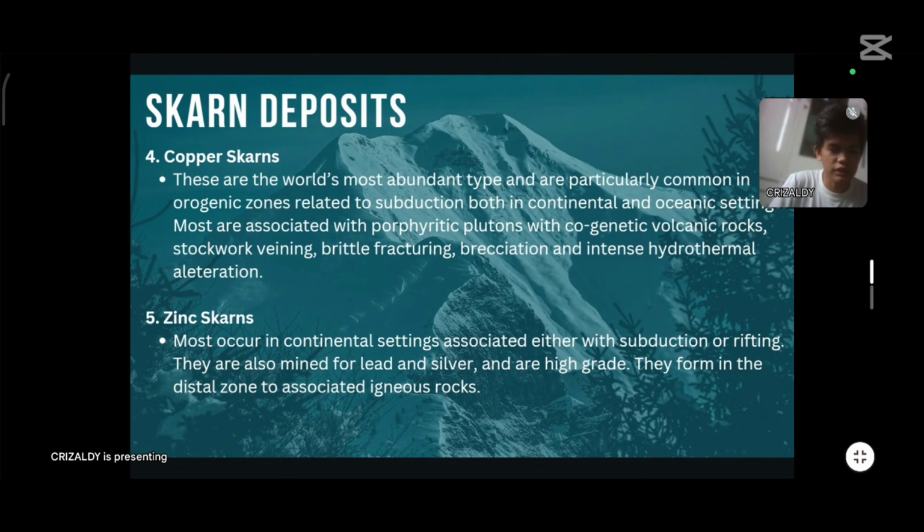Yun nga, yung sa zinc skarn, ganun din, parang nabubuo siya because of the subduction and drifting. Kasi nga parang mas mabilis umangat yung mga magma rising, which is dahil sa pag-angat nga ng mga hot pluton, nag-i-intrude sila sa mga carbonate rocks and nagpo-form ng skarn deposit.